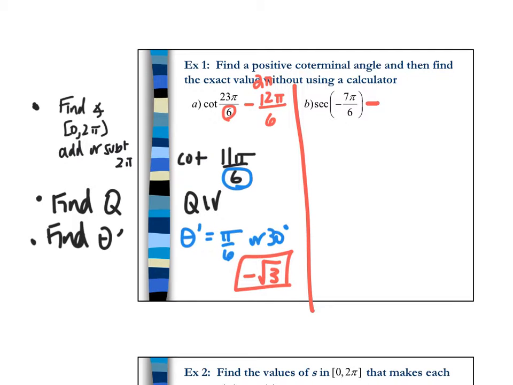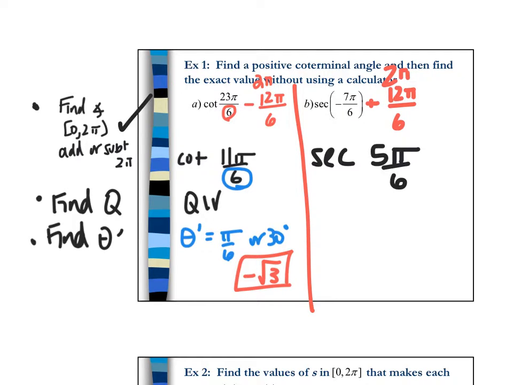All right, so here this angle is too small, so we need to add 2 pi. Again, denominator of 6, adding 2 pi, we would add 12 pi over 6, which is going to give me the problem secant of 5 pi over 6. I have gotten to be between 0 and 2 pi, so I'm good. Now I'm going to go ahead and find my quadrant.